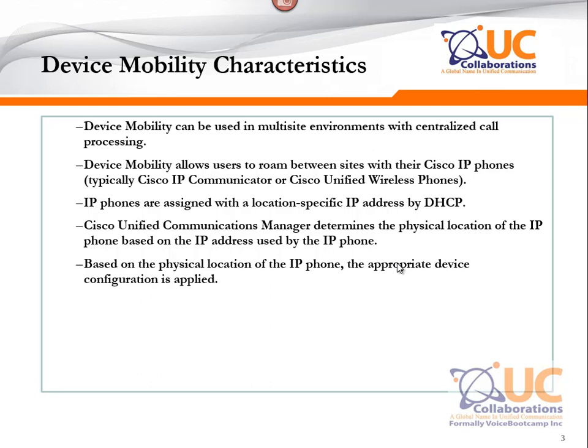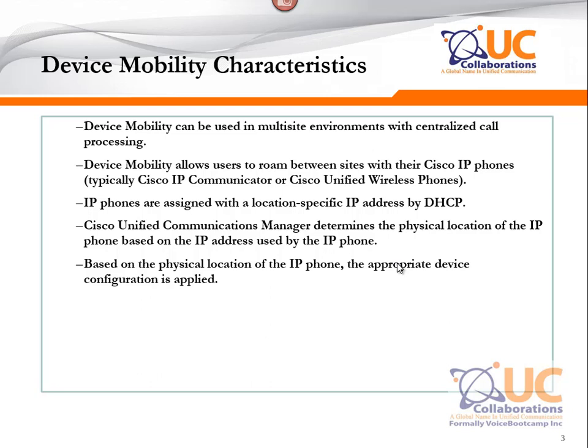So what device mobility does is allow users to roam between sites using their Cisco IP phone, either using IP Communicator or a wireless phone. Call Manager tracks the IP phone based on a location-specific IP address. So in order for device mobility to work, you must know the IP address of the site where the user is coming from. Call Manager will determine the physical location of the IP phone based on the IP address used by the phone. Based on the physical location of the IP phone, the appropriate device configuration can then be applied.